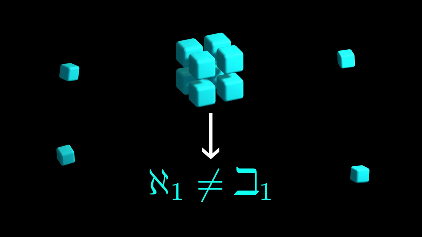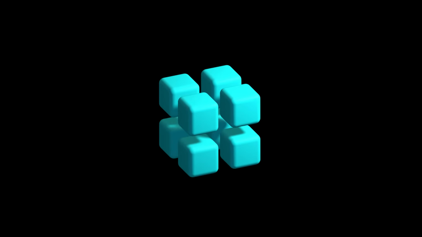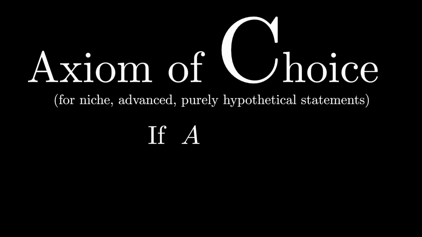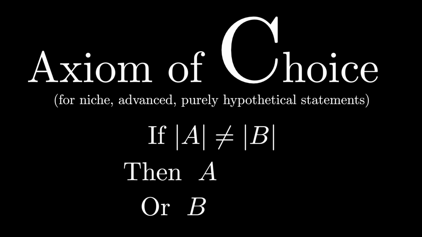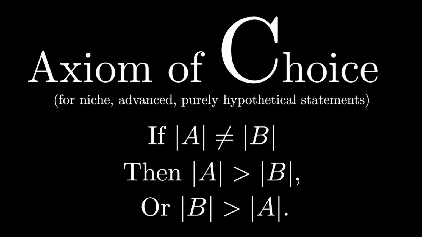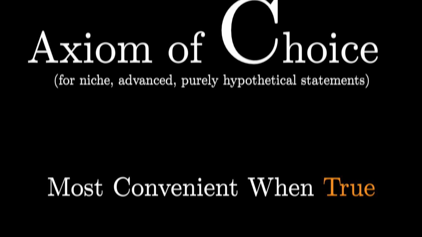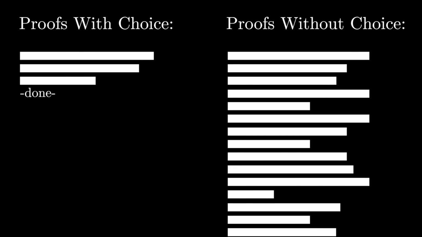Yet. Which is why no one's bothered to rally an effort to officially extend ZFC to accept or reject the continuum hypothesis. What's much, much worse is this C. See, it used to just be ZF, but then mathematicians realized it would be really handy to have this thing called the axiom of choice so that they can prove a few niche, advanced, purely hypothetical statements like, if two sets aren't the same size, then one of them is bigger. Luckily though, math seems to favor it being true much more than it favors it being false. Math is just more cumbersome to do without it.